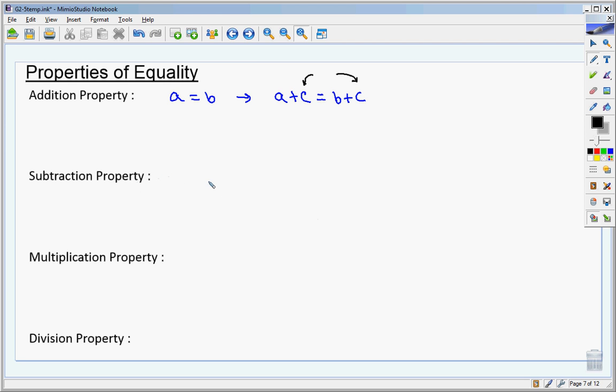All the properties of equality kind of look the same. If it starts out with A equals B, what do you think the subtraction property of equality says? A minus C equals B minus C. Whatever I subtract from one side of an equal sign, I have to subtract the same thing from the other side.